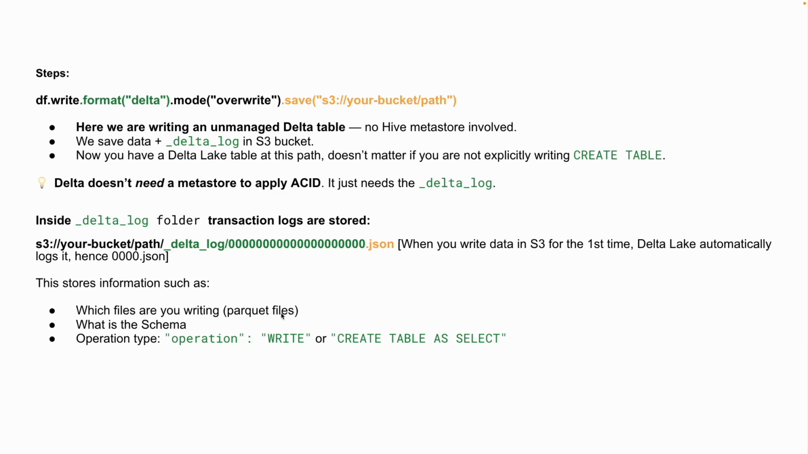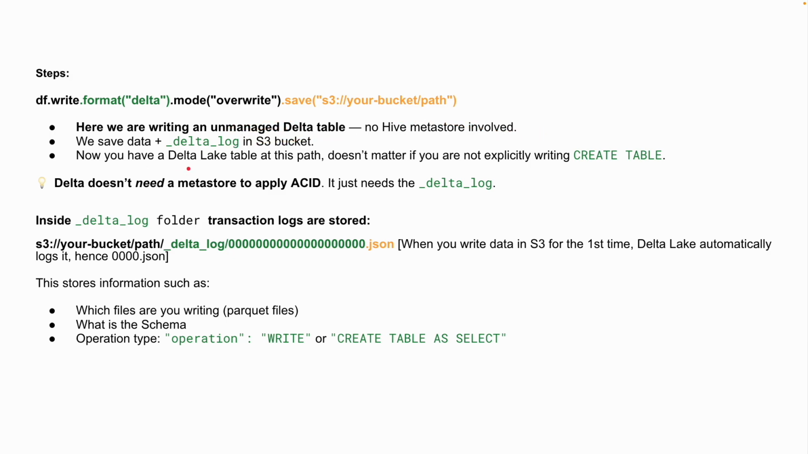So yeah, with these transaction logs, Delta is basically saying we don't rely on a metastore, which reduces the need for a metastore. And that's why it is an unmanaged Delta table, because there is no Hive metastore involved. Okay, so I hope this line is clear.